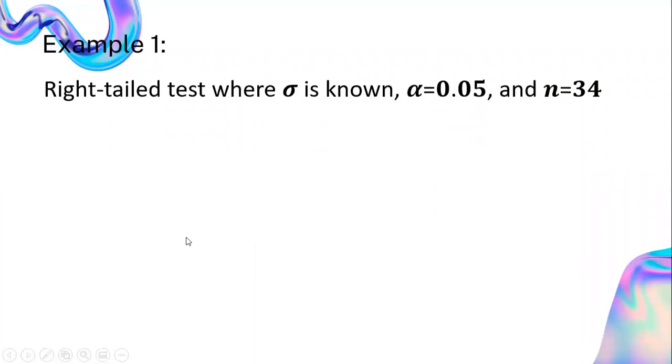So let's have an example. It's a right-tailed test where the population standard deviation is known, the level of significance is 0.05, and the sample size is 34. So remember that if your population standard deviation is known, then we need to use the z-test. The z-test will be used. Therefore, we need to use again the critical values of z.